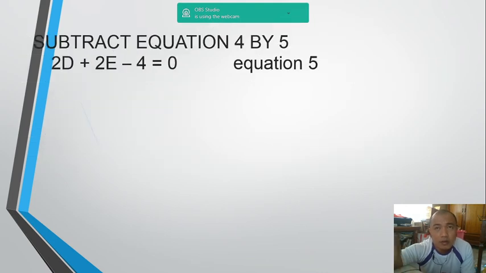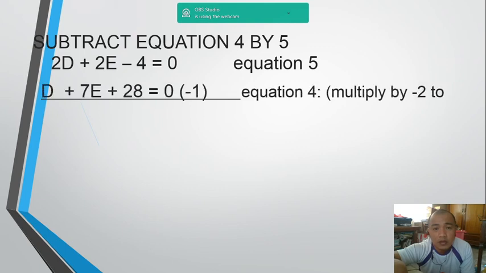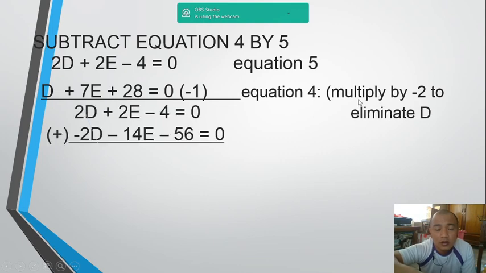Now we have equation 4 and equation 5. Subtract equation 4 from 5. So, what will we do? To eliminate, I made a mistake there. It should be negative 2, not negative 1. Correction, this should be negative 2 to eliminate d. So multiply equation 4 by negative 2.